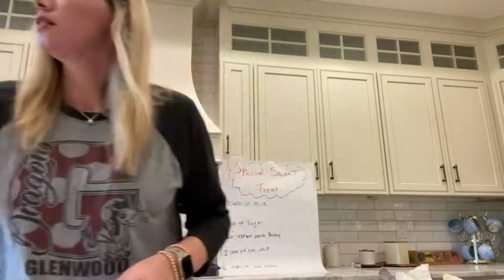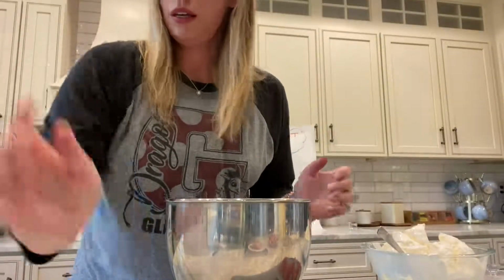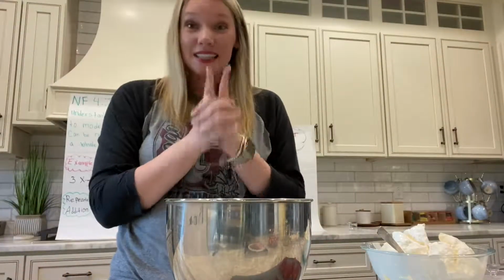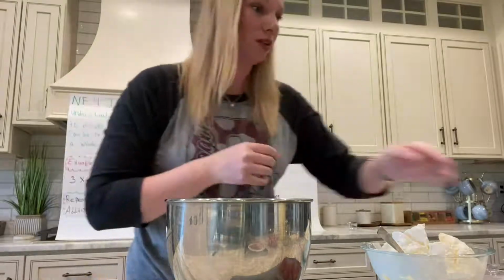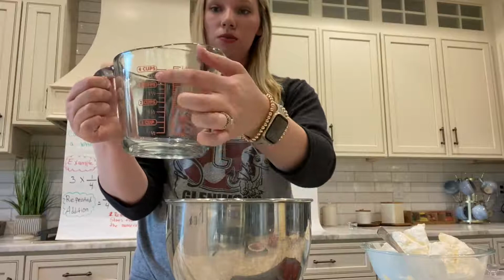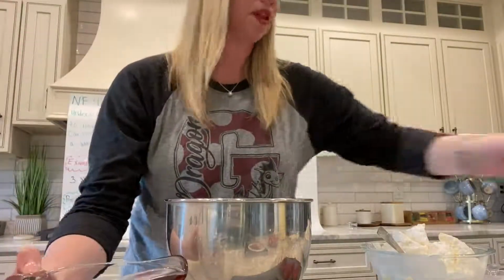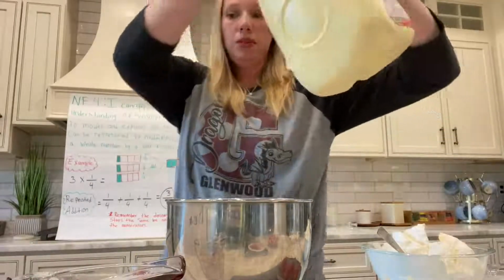Okay, so let's start from the beginning. Let me get my mixing bowl here. The first thing that I need to do is pour in my milk. I need 6 cups of milk. That's a lot of milk. Lucky for me, I have this larger measuring cup. It goes all the way up to 4 cups. So let's pour in our milk.